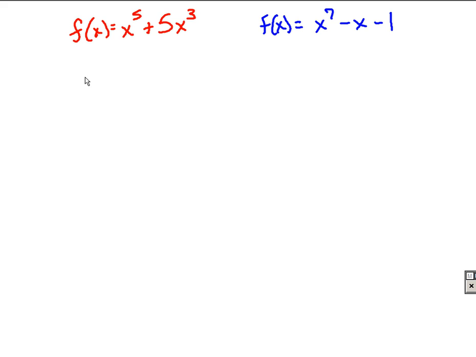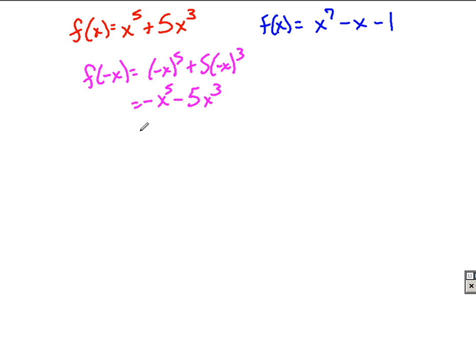Alright, for this one, f of negative x will be, if I plugged in negative x to the 5th plus 5 times negative x cubed, with 5 of them, it will become a negative x to the 5th, and this will become a minus 5x cubed. Again, it's just the negative of f of x. So yes, therefore, f of x is odd.